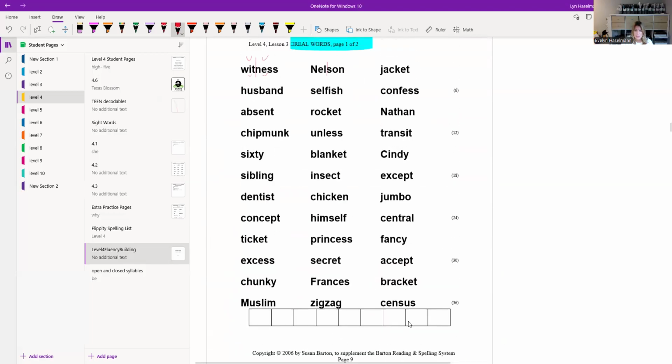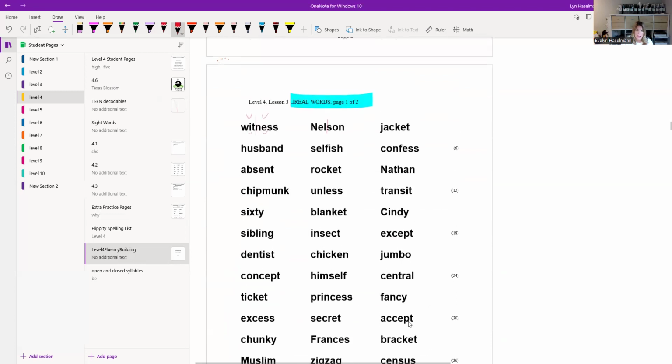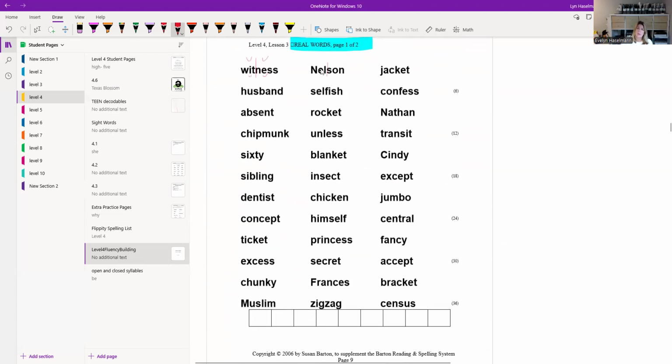Let's go back to this one right here. All right. Dot, dot, divide, witness. You know, certain questions that you can ask your student are things like, what kind of syllable is the first one? Why, that's a short, closed syllable. What kind of syllable is the second one? Same thing, short and closed. Nelson, short and closed, short and closed.